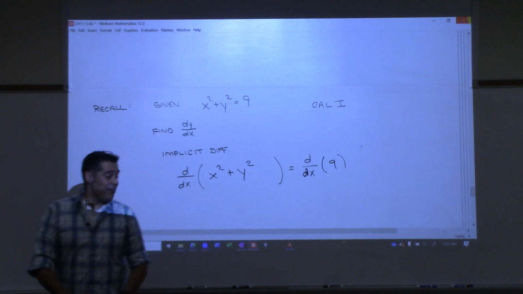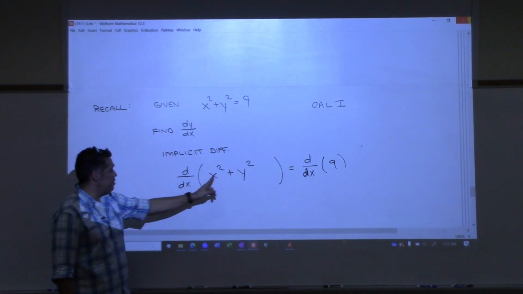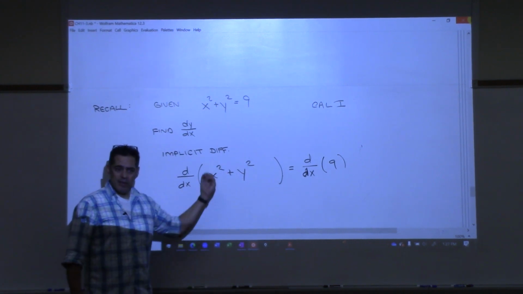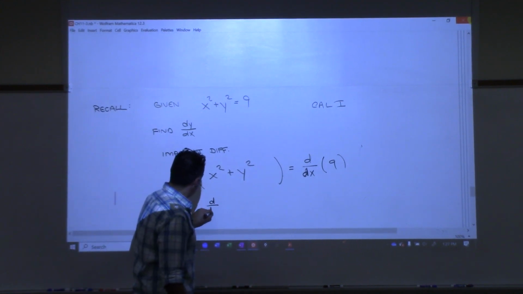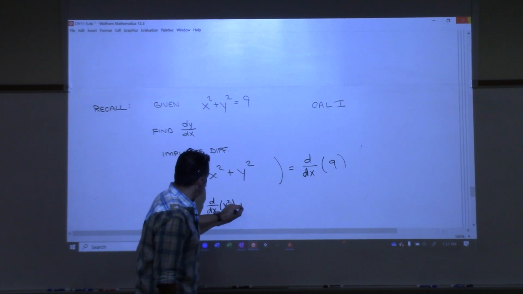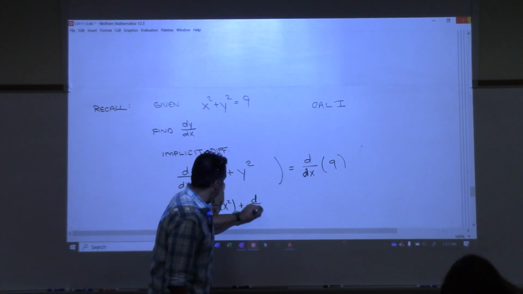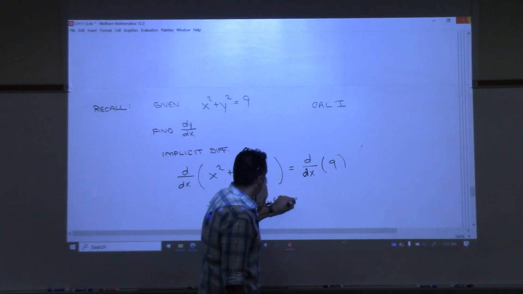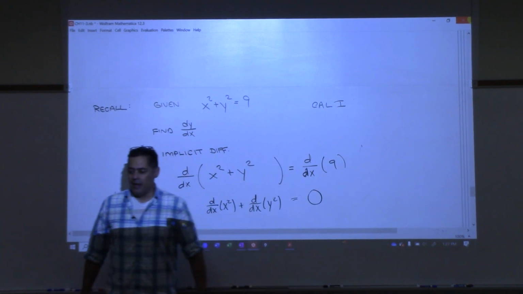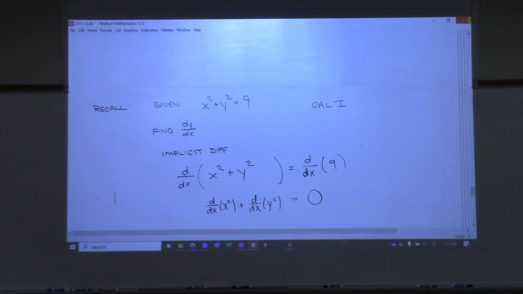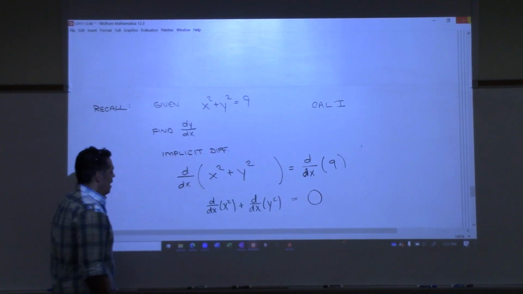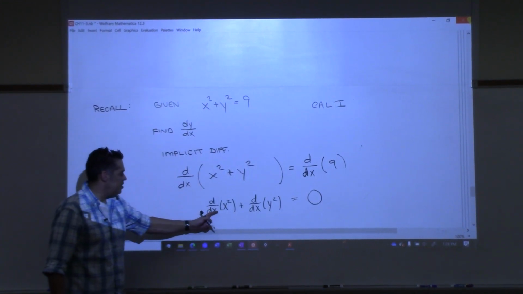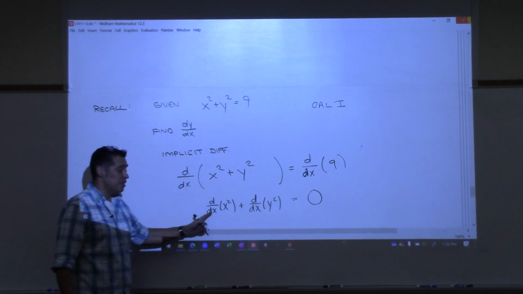So now on the left side of the equation, we have two terms added, and we take the derivative of each one with respect to x. So I take the derivative with respect to x of x squared plus the derivative with respect to x of y squared, and then equals, well, the derivative of a constant is 0. And guess what? I don't care what math class you ever take in the future. The derivative of a constant is always 0. It's never going to change. So that's 0, regardless of what derivative we're taking. And on the left side, this is just 2x because we're differentiating with respect to x.